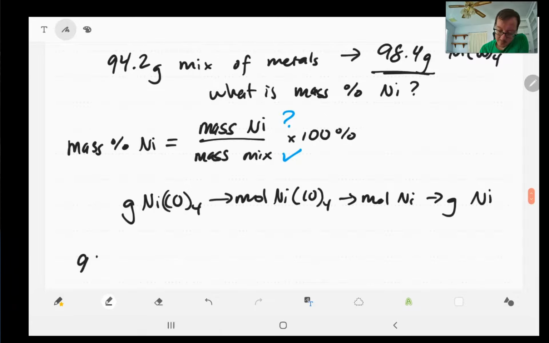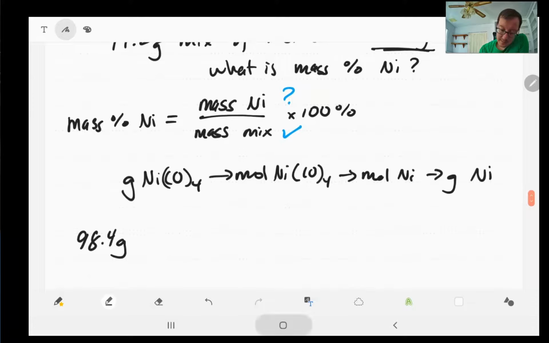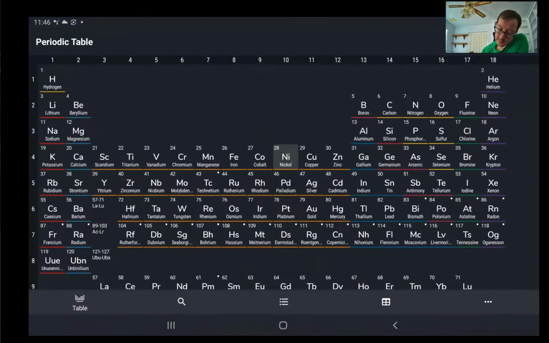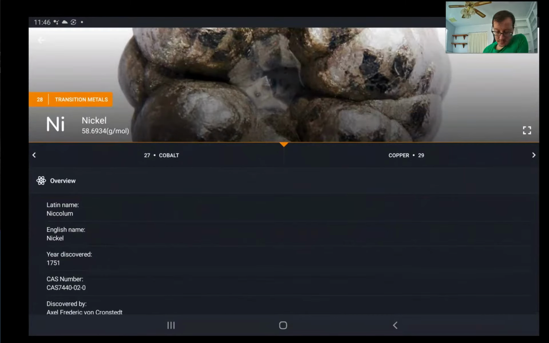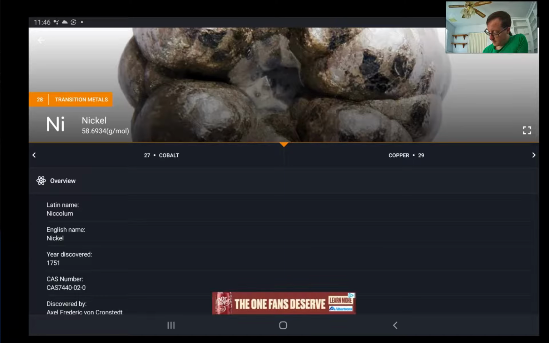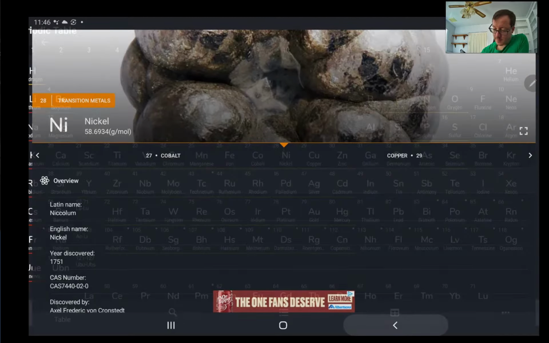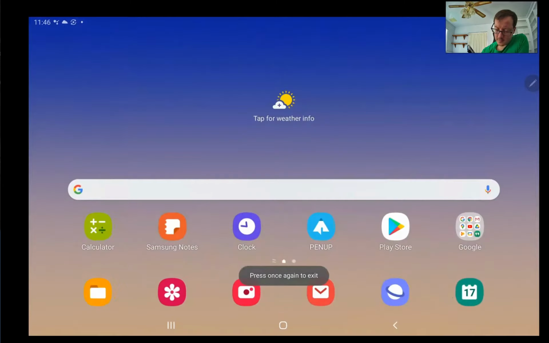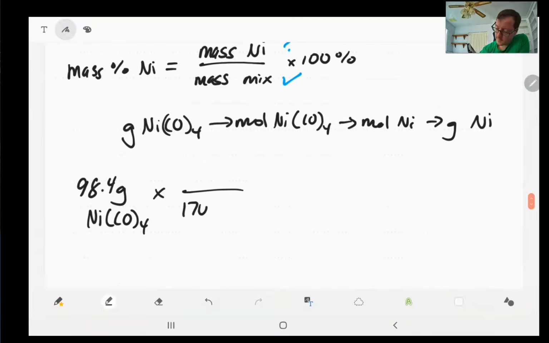And so we can set this up just like before. 98.4 grams of this guy. I'm going to have to do some calculation here. Let me look up nickel's atomic mass real quick. We're looking at 58.69 plus 4 times 12.01 plus 16. Okay, the molar mass I got was 170. Does that sound about right? 170.73 grams of this.